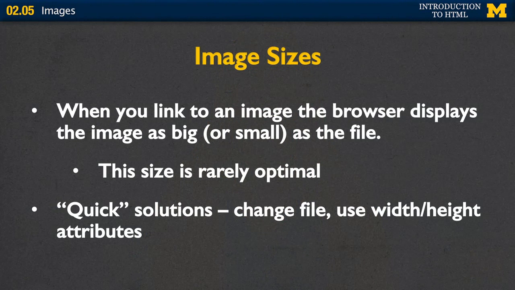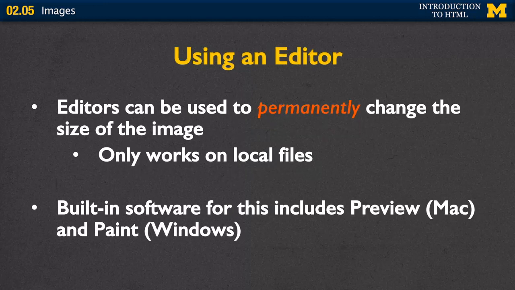So I'm going to show you two quick solutions for changing the image size. The first is to change the actual file, and the second is to use the width and height attributes for the image tag. Now, if you're going to use an editor to change your file, what you need to understand is that editors change those images permanently. This only works on what I call local files. You can only change pictures that you have down on your computer. If you're trying to use an image that you found someplace else on the web and you're linking to it, you can't change the size permanently.